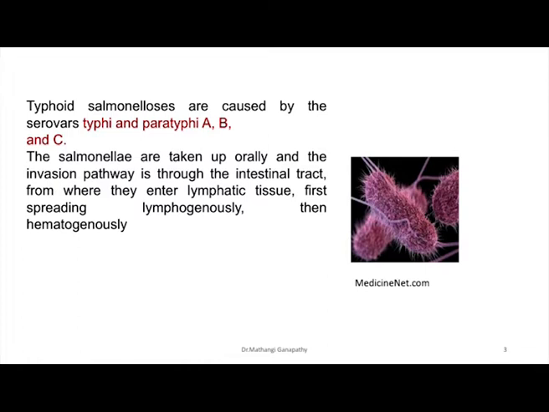And how does a person get infected? They are taken up orally, through food or water, and the invasion pathway is through the intestinal tract. Through contaminated food or water, the organism enters the human body and reaches the intestinal tract. From the intestinal tract, they enter the lymphatic tissue. First they spread lymphogenously, then hematogenously. The generalized septic clinical picture of salmonellosis manifests once it has started spreading both hematogenously and lymphogenously.